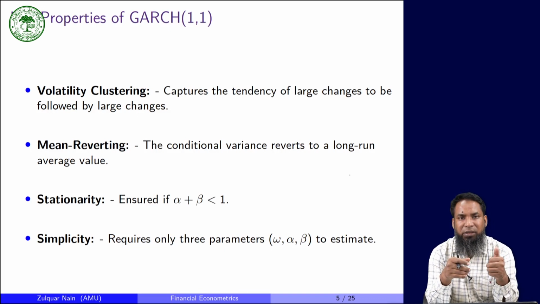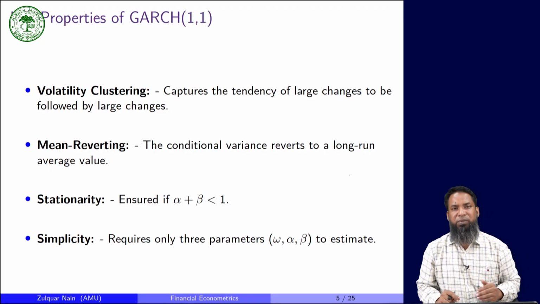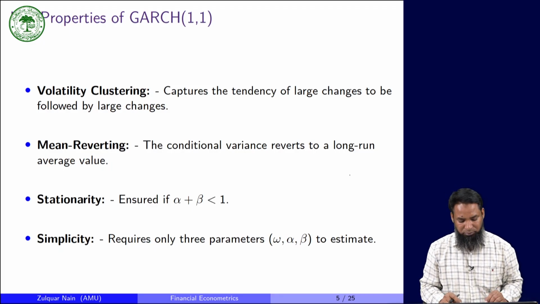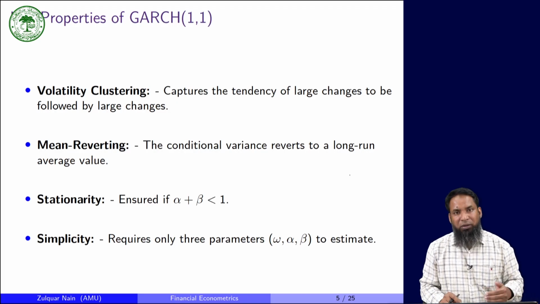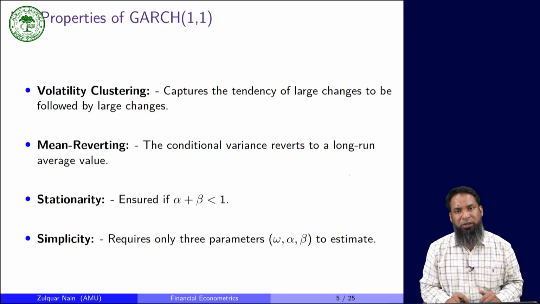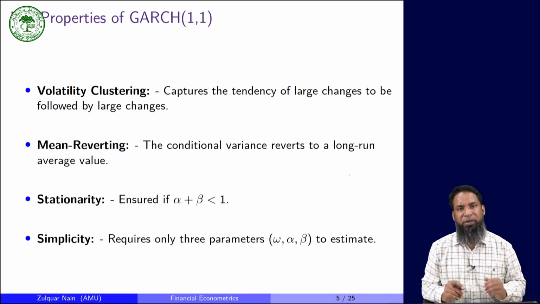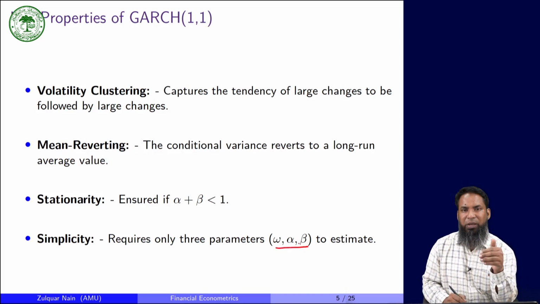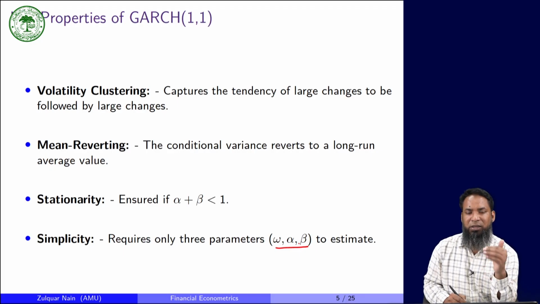The second key feature is that it is mean reverting, that is, the conditional variance reverts to the long-term average. Third, if the value of alpha plus beta is less than 1, then this variance equation is stable. Fourth, it is quite simple in computation and also in estimation. Why? Because we have to estimate only 3 parameters, omega, alpha and beta. We have seen in the ARCH model that most of the time we have to have a large number of parameters.